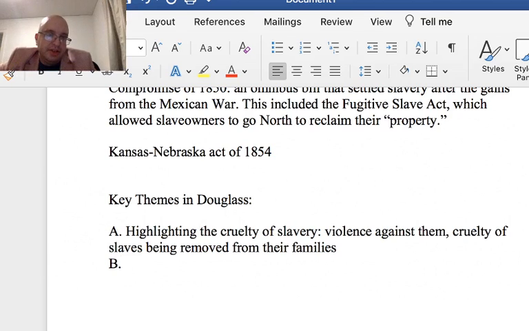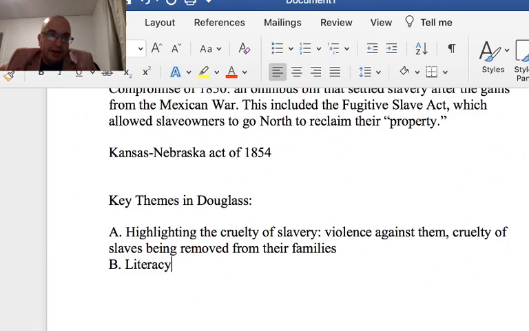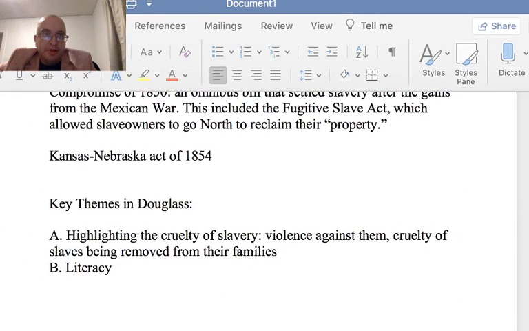The next one is literacy. One of the things that Douglass talks about early is how he was fortunate that when he went to Baltimore to work, of course he started off on a really awful plantation, but then he was fortunate to be able to go to Baltimore to be a house slave. When he was there, his mistress taught him the alphabet. Of course, once the mistress's husband found out, he forbade her from teaching him anymore.